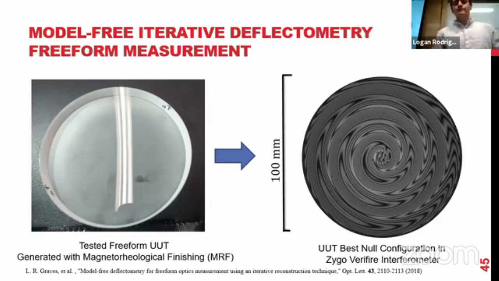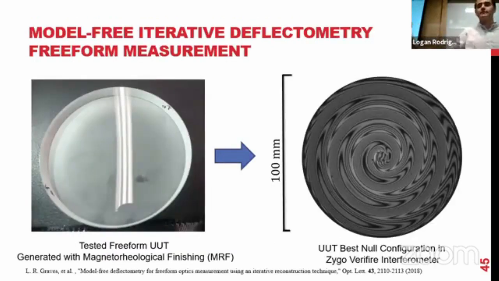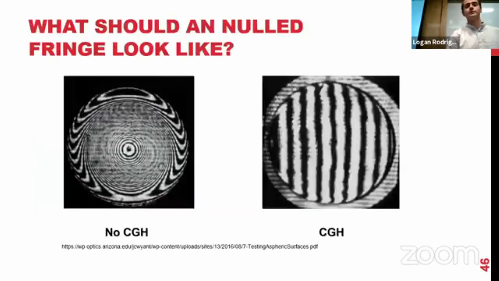Why is this null not good? I mentioned earlier that we use CGHs to come up with custom nulls. What we want when we get a null situation in an interferometer is to either just have maybe tilt fringes, just a few straight line fringes, or maybe we get to a null, which would just be no fringe. It's just white. It's just one null fringe. Without a custom CGH, custom null optic, we can see that for freeforms, you can get very dense, odd fringes. And this is an issue because interferometers have a limit to how accurate they can reconstruct a surface when the fringe density is too high. So high fringe density is bad, lower fringe density is good. That has a lot of high fringe density because we didn't have a custom spiral CGH.